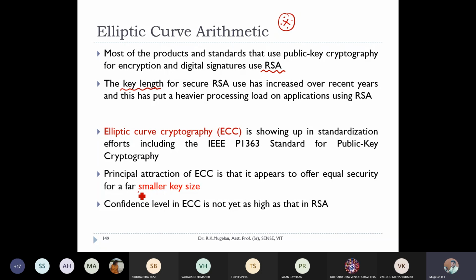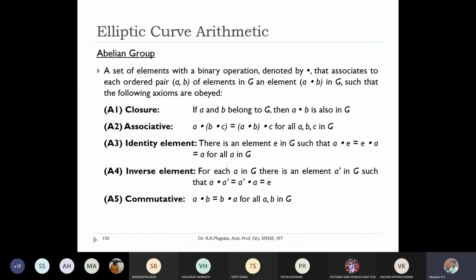That is, you can get a smaller key size. That is the major usage of elliptic curve arithmetic. To start understanding elliptic curve arithmetic, you should be clear about what an abelian group is. I hope everyone is clear with abelian groups.